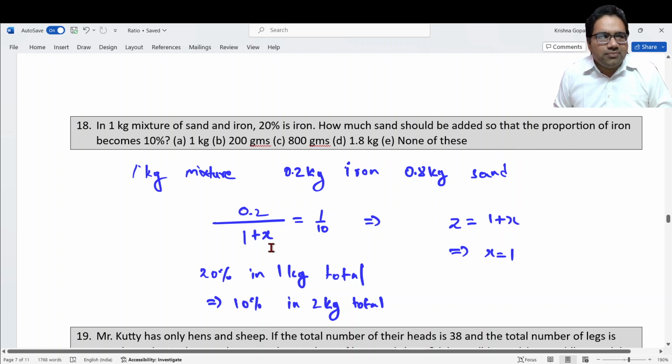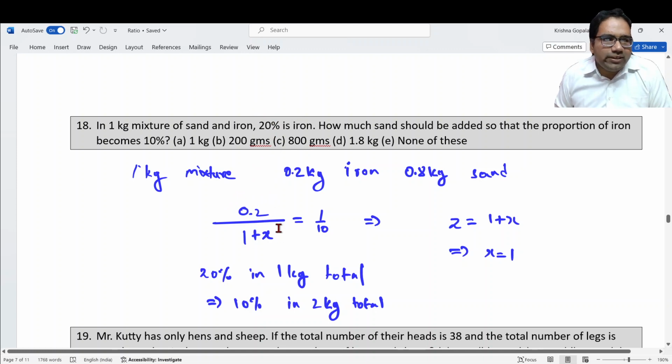Right. Let's assume X is the amount of sand that got added. Earlier it was 1 kg, and 0.2 kg of iron will still remain, and the total weight becomes 1 plus X kgs. X kgs of sand is equal to 10%, that is 1 by 10 equal to 0.1. Right. 0.2 kgs of iron will remain the same because we are not changing anything. In 1 kg, 20% was iron. That means 0.2 should remain the same.